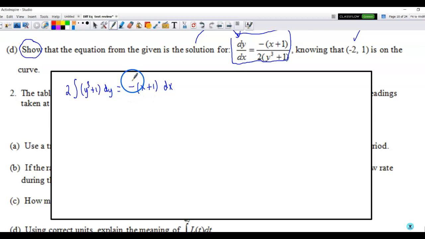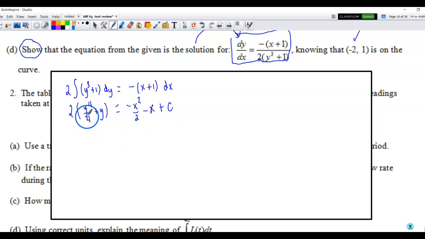Probably makes a lot of sense to go ahead and integrate. I'm going to distribute the negative on the right-hand side. On the left-hand side, when I integrate, I get 2 times y to the 4th over 4 plus y. Remember, we're integrating on the left-hand side in terms of y. And on the right-hand side, I'm going to distribute my negative and integrate. So I get negative x squared over 2 minus x, and remember to distribute the negative to the second term, plus c. Don't forget the c or you won't get the right answer in this case.